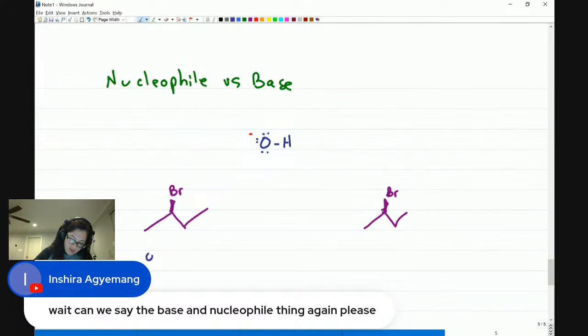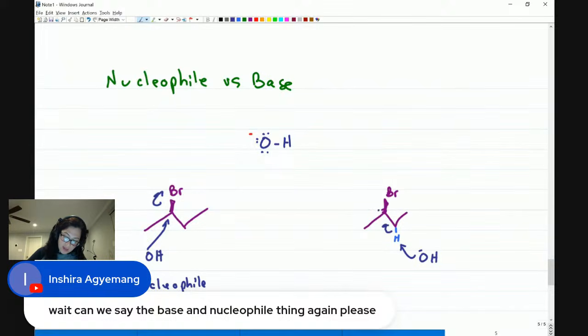If it gets attacked directly at the alpha carbon and the leaving group is kicked out, or a carbocation for SN1, this is acting as a nucleophile. And the idea here is the nucleophile is attracted to that partially positive carbon. But if my attacker does not attack the carbon, instead it grabs the beta hydrogen to kick out the leaving group, or a beta hydrogen next to a carbocation, now it is acting as a base. So the difference is simply the context of the situation.